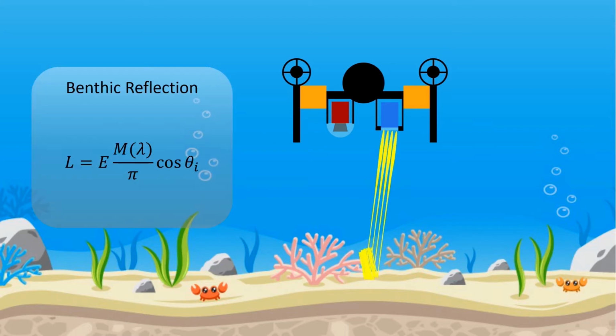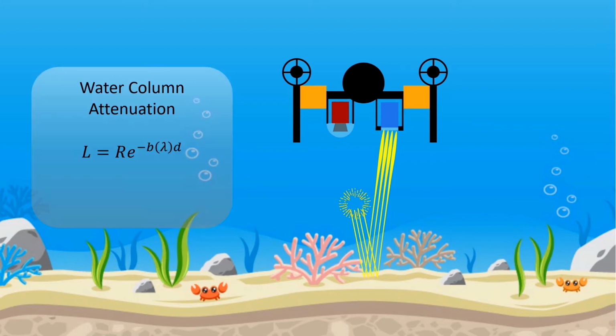When the light reaches the seabed, it is reflected back towards the camera, where the reflection is modeled using a bidirectional reflectance distribution function that relates the reflected radiance from the surface, L, with the incoming irradiance, E. Our model assumes diffuse reflection, where theta sub I is the light incidence angle, and m of lambda is the material and wavelength-dependent reflection coefficient. As the reflected light propagates back through the water column, it experiences further attenuation due to the absorption and scattering.